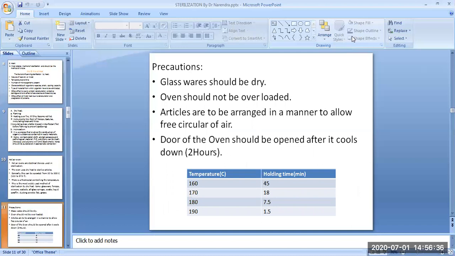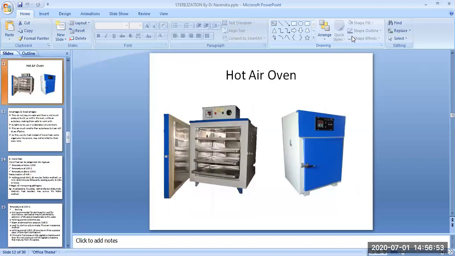Precautions: glassware should be dry. Oven should not be overloaded. Articles are to be arranged in a manner to allow free circulation of air. Door of the oven should be opened only after it cools down. As you can see, this is the hot air oven.